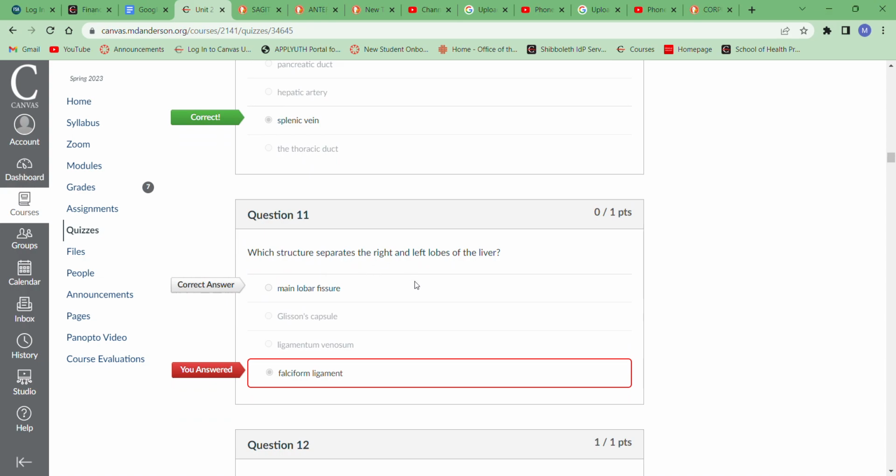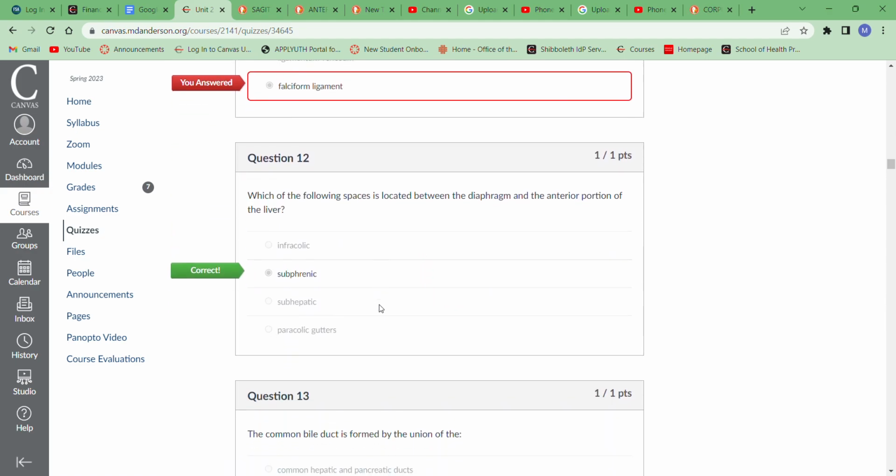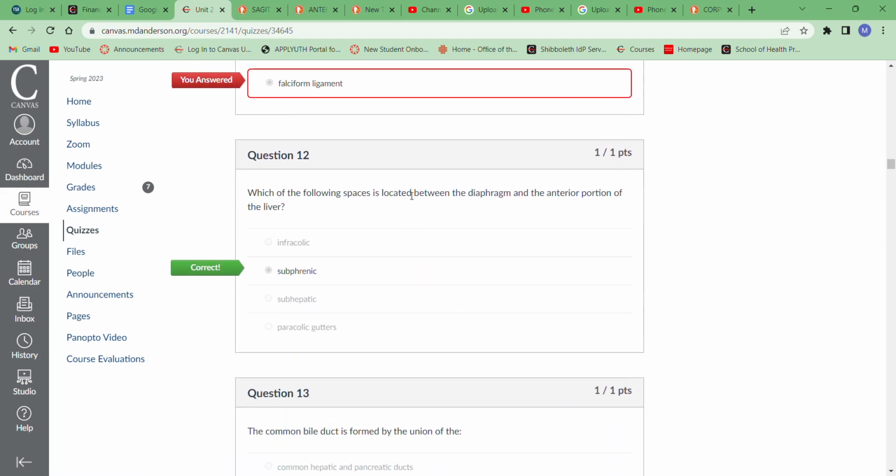Which structure separates the right and left lobes of the liver? The main lobar fissure. This was a trick question because the ligament lies within the main lobar fissure, but for some reason we don't say that a ligament separates the right and left lobes. It's a fissure, which is a dip. It's a negative space. It separates the right and left lobe, and the falciform ligament sits inside of the main lobar fissure. Which of the following spaces is located between the diaphragm and the anterior portion of the liver? That is the subphrenic.